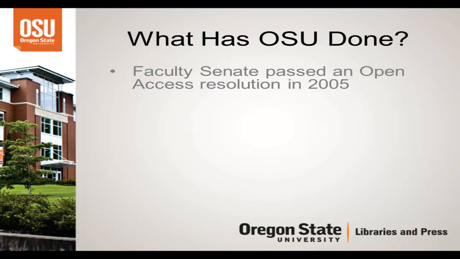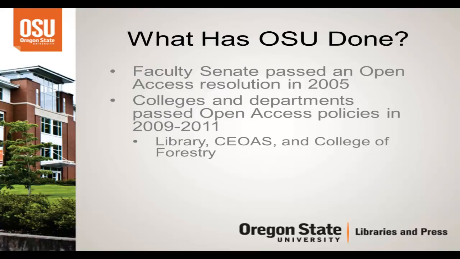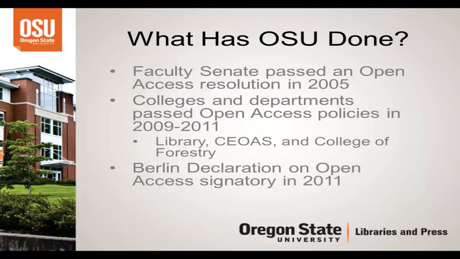What else has OSU done? The Faculty Senate passed an open access resolution in 2005 supporting the principle of open access to OSU scholarly research. Individual colleges and departments at Oregon State have passed open access policies. And the university joined more than 300 leading international research, scientific, and cultural institutions in signing the Berlin Declaration on Open Access.